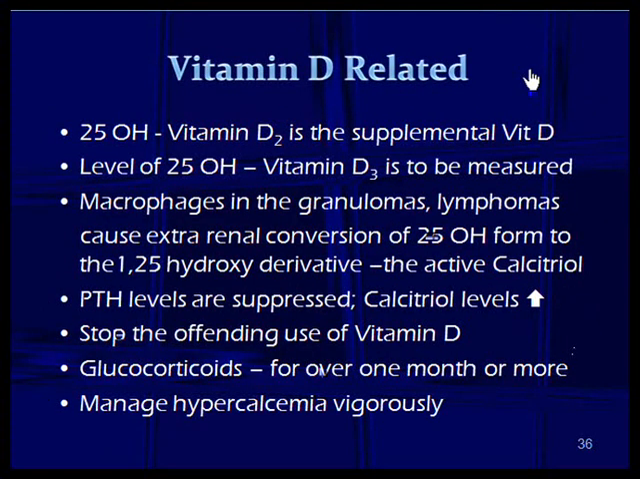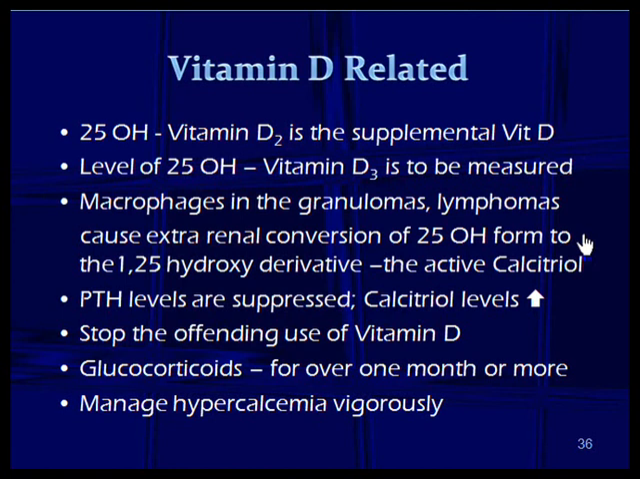In this slide, we see vitamin D related hypercalcemia. 25 hydroxy derivative of vitamin D2 is the usual supplement available in the medicines that people take as supplemental vitamin D. The level of 25 hydroxy vitamin D3 is to be measured if you want to know whether it is really vitamin D toxicity. In certain granulomas like tuberculosis, berylliosis, sarcoidosis, leprosy, and in lymphomas, particularly Hodgkin's lymphoma, the macrophages in these conditions cause extrarenal conversion of the 25 hydroxylated derivative of vitamin D3 into 1,25 dihydroxy derivative.